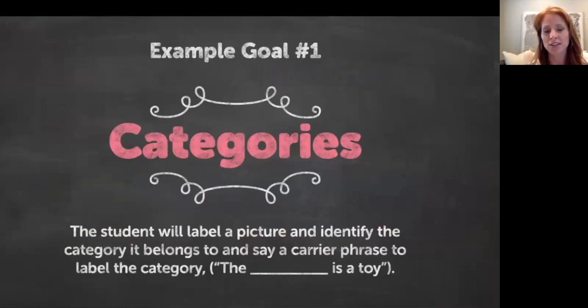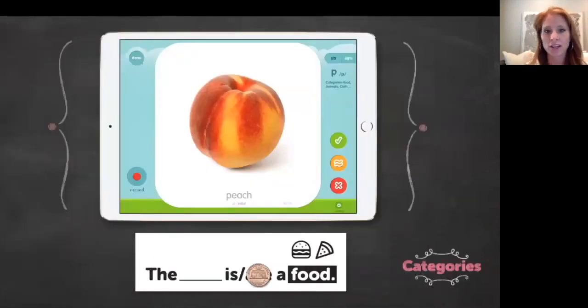So the first goal that we're going to talk about is categories. And the goal is the student will label a picture and identify the category it belongs to and say a carrier phrase to label the category. The blank is a toy. Okay, so here in this example, you can see that I'm using Articulation Station. I have created a custom list called Categories for Food, Animals, and Clothing. And I have included in your handout carrier phrase cards for categories that you can use with the app.